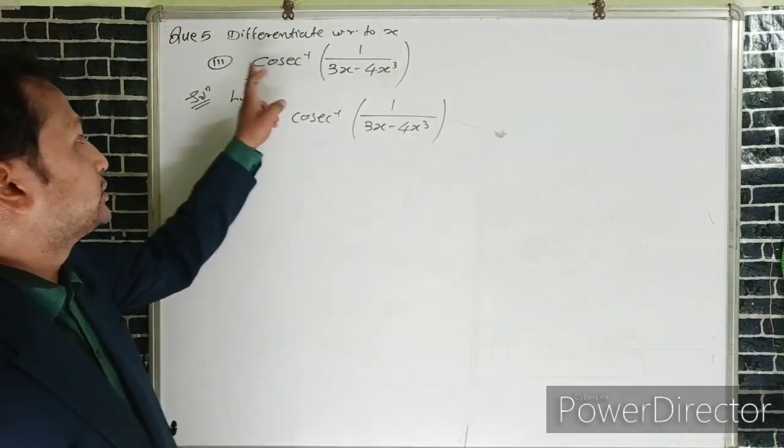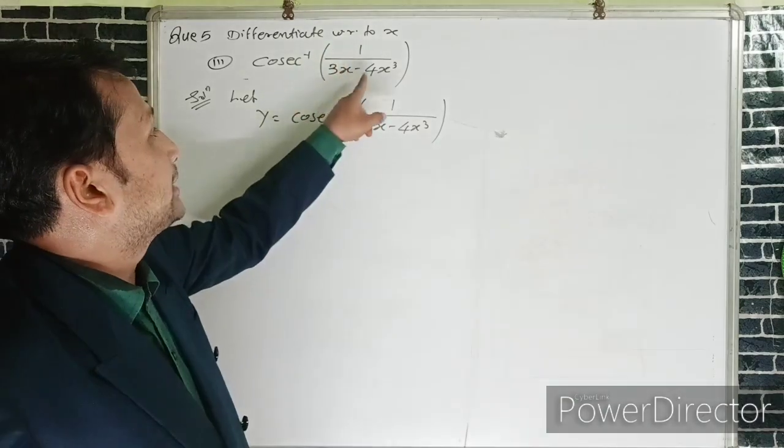Example number 3 is cosec inverse of 1 upon 3x minus 4x cube.